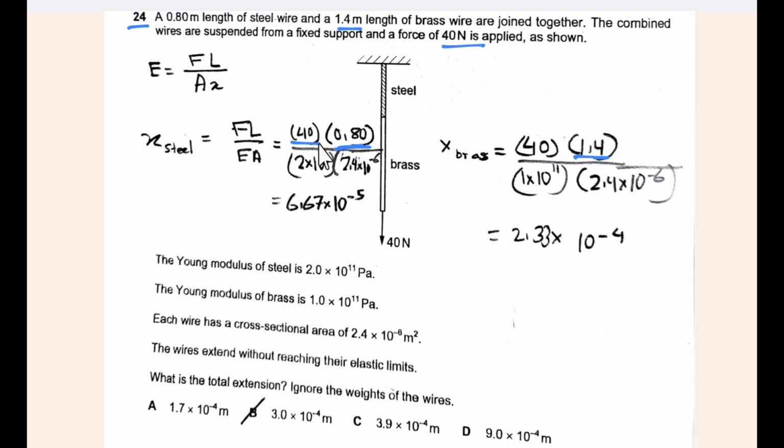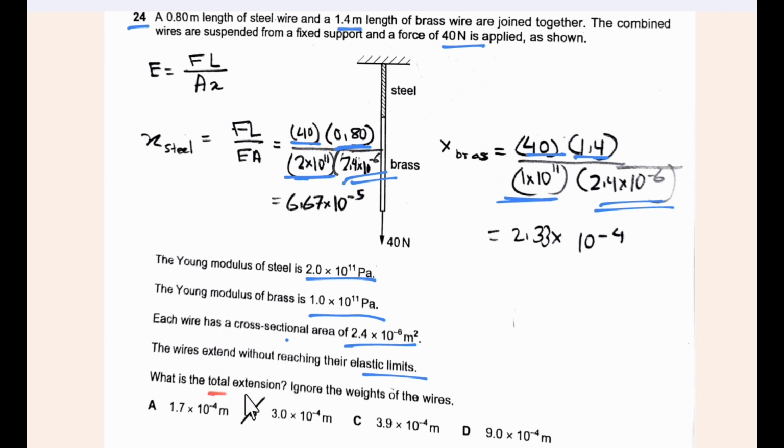So for both wires, the force is the same, that is 40 newtons. The Young modulus of the steel is given, so this is the Young modulus for steel and this is the Young modulus for brass. Each wire has a cross-sectional area given, so both wires have the same cross-sectional area of 2.4 × 10^-6. The wires extend without reaching the elastic limit.